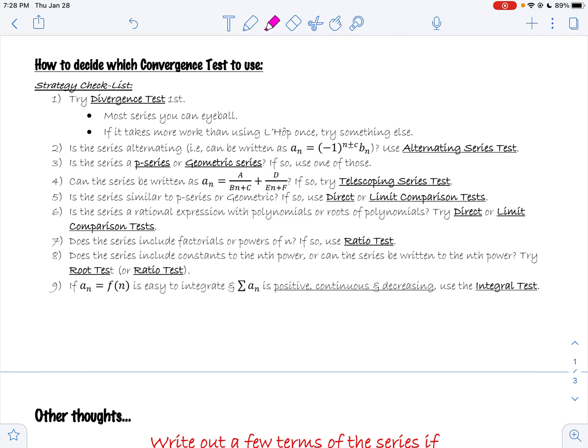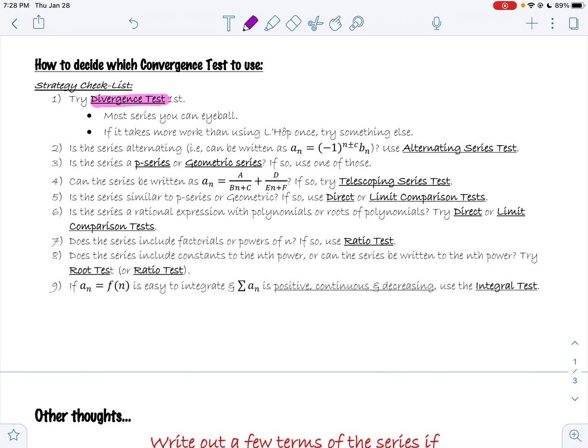So I recommend always trying the divergence test first. And the reason is that a lot of times you can just eyeball it. You can look at the a sub n, and you can see if it looks like something where the limit is not going to equal 0. Because if the limit equals 0, then that doesn't help us. So all you're really looking for is, hey, does it look like the limit's going to equal something other than 0?